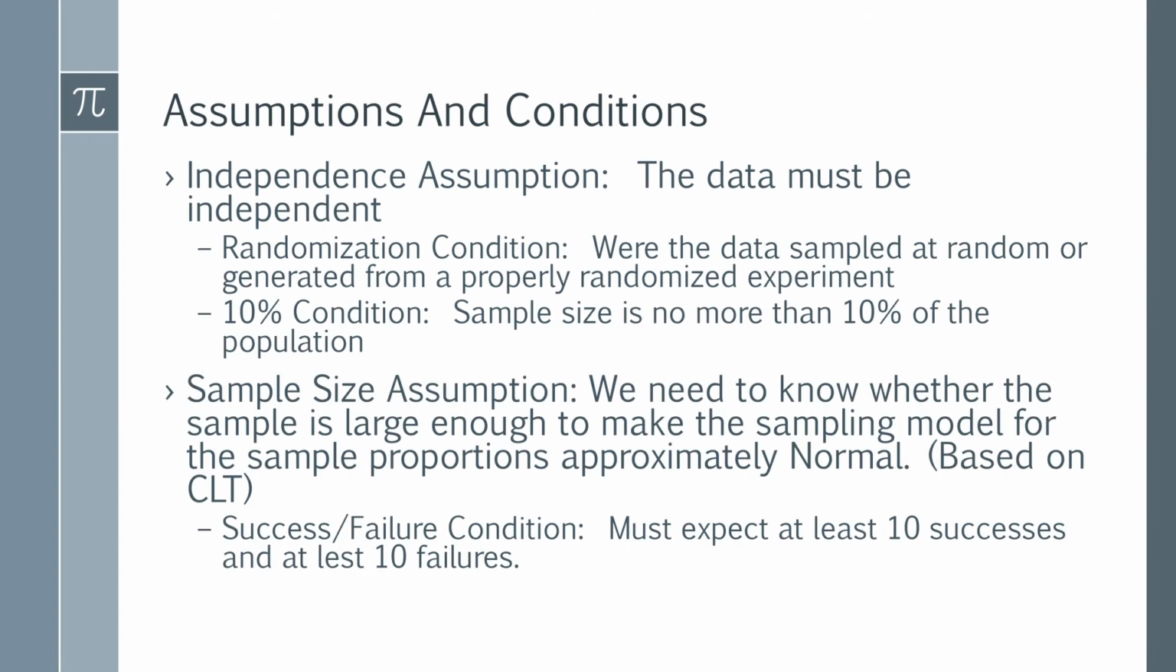So in order for this to work, once again, we have assumptions and conditions. You should be familiar with these. We've talked about these a few times already. We have our independence assumption, and that just says that the data must be independent. And in order to check that assumption, we look at our randomization condition and our 10% condition. We also have our sample size assumption, which is based on the central limit theorem. And in order to satisfy that assumption, we check our success-failure condition.